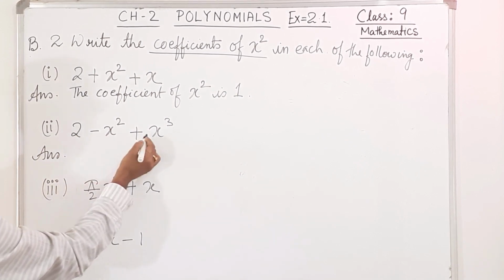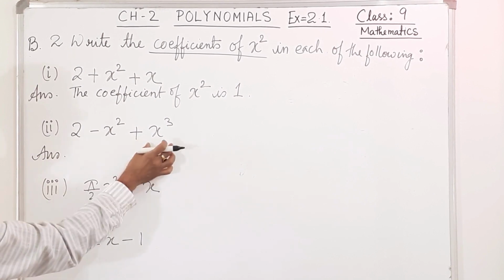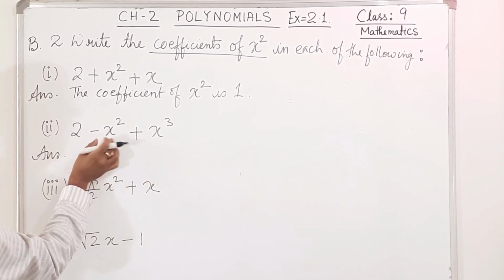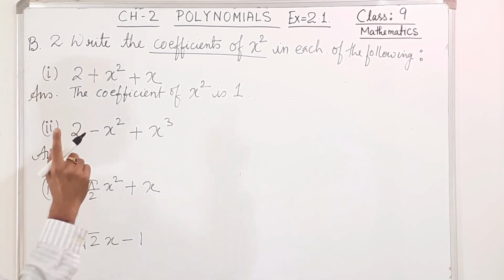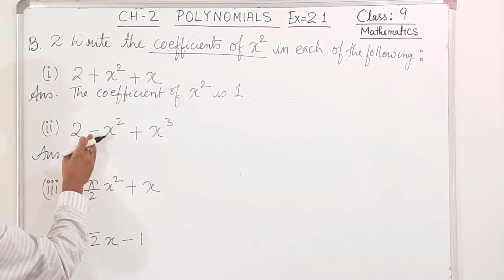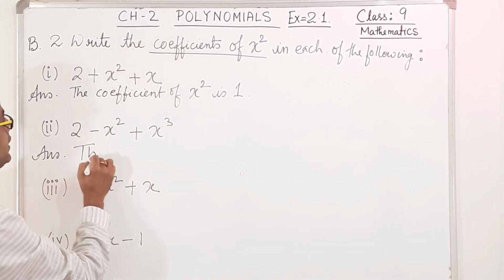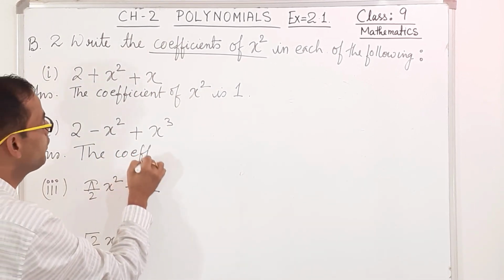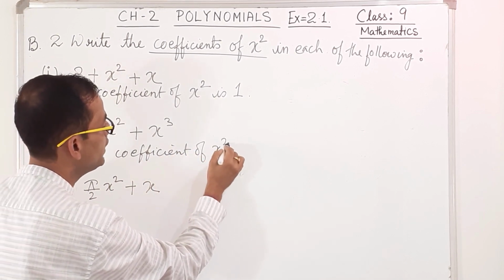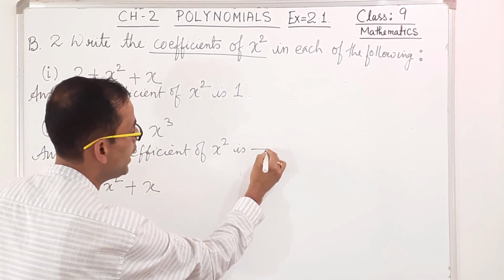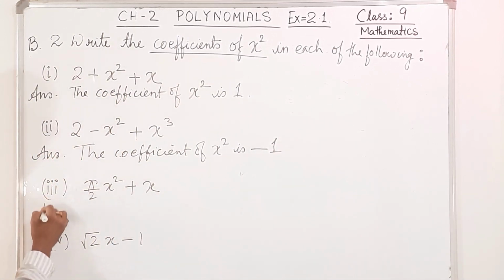2 minus x square plus x cube. So the first term, second term, third term. Second term, here in front of x square what is there? Nothing. Nothing means 1, and 1 has what sign? Minus. So minus 1 is the coefficient. So what I will write? The coefficient of x square is minus 1. Clear?